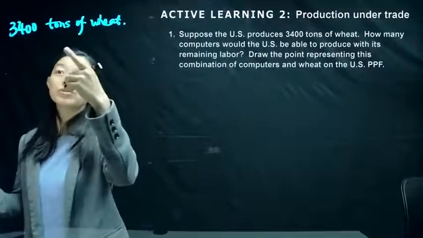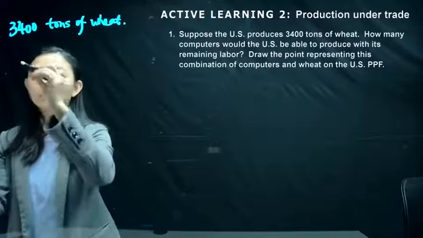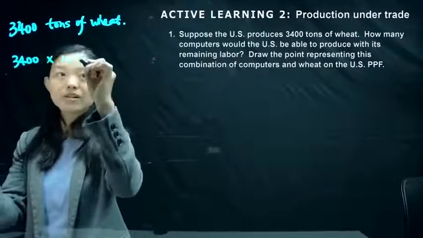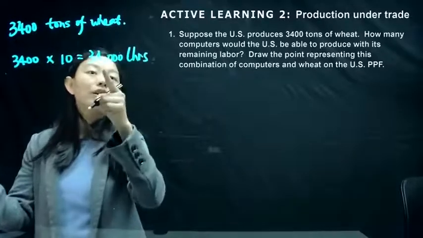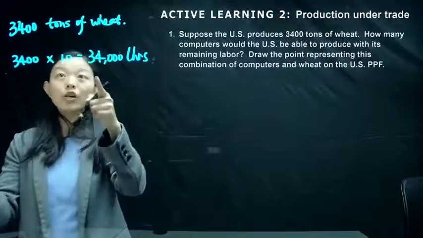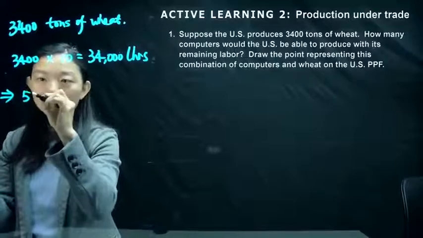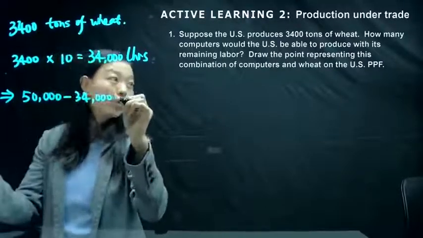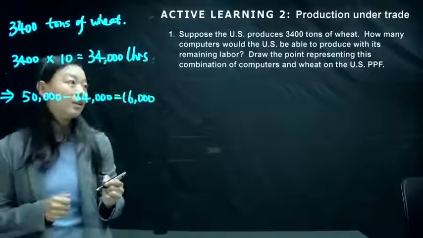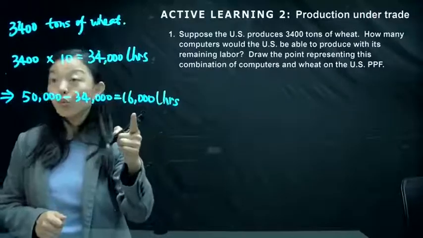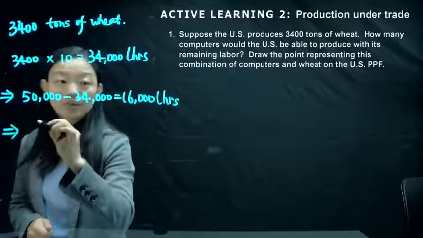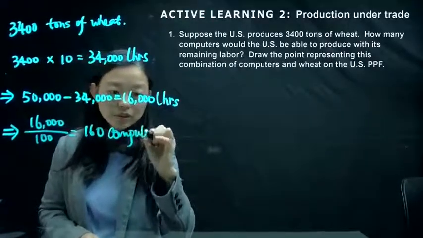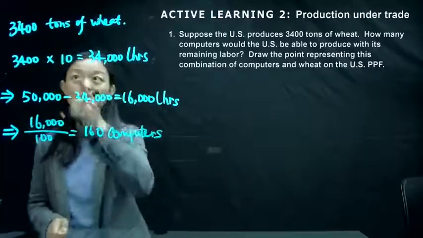can you tell me how many labor hours will be used up to produce this amount of the wheat? You use 3,400 tons of wheat times 1 ton of the wheat in United States require 10 labor hours, right? So 34,000 labor hours will be used in wheat production. Therefore, totally we will have 50,000 labor hours, right? We use this number, subtract 34,000 labor hours, we will have 16,000 labor hours, right? And those are the labor hours that we can use in computers production. Each computer require 100 labor hours, which means now US can produce 160 computers and 3,400 tons of wheat.